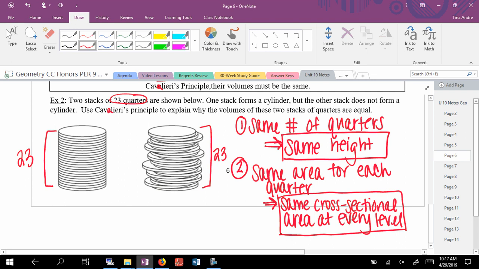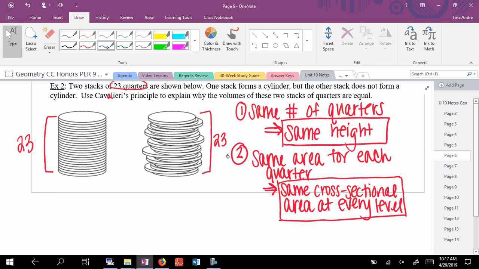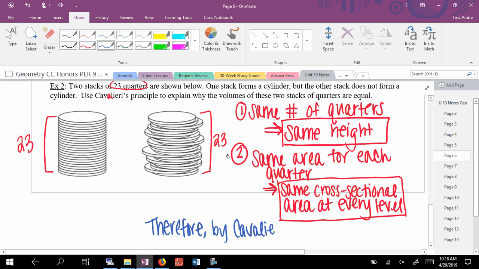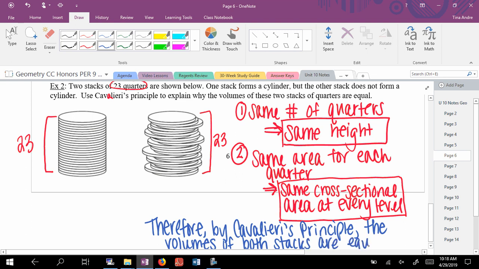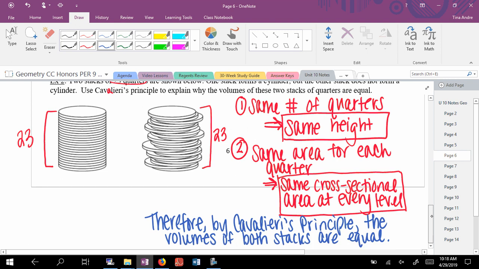So now I can say that, therefore, the volumes must be the same by Cavalieri's principle. So this implies, therefore, by Cavalieri's principle, the volumes of both stacks are equal. And it's because I mentioned same height, same cross-sectional area at every level.